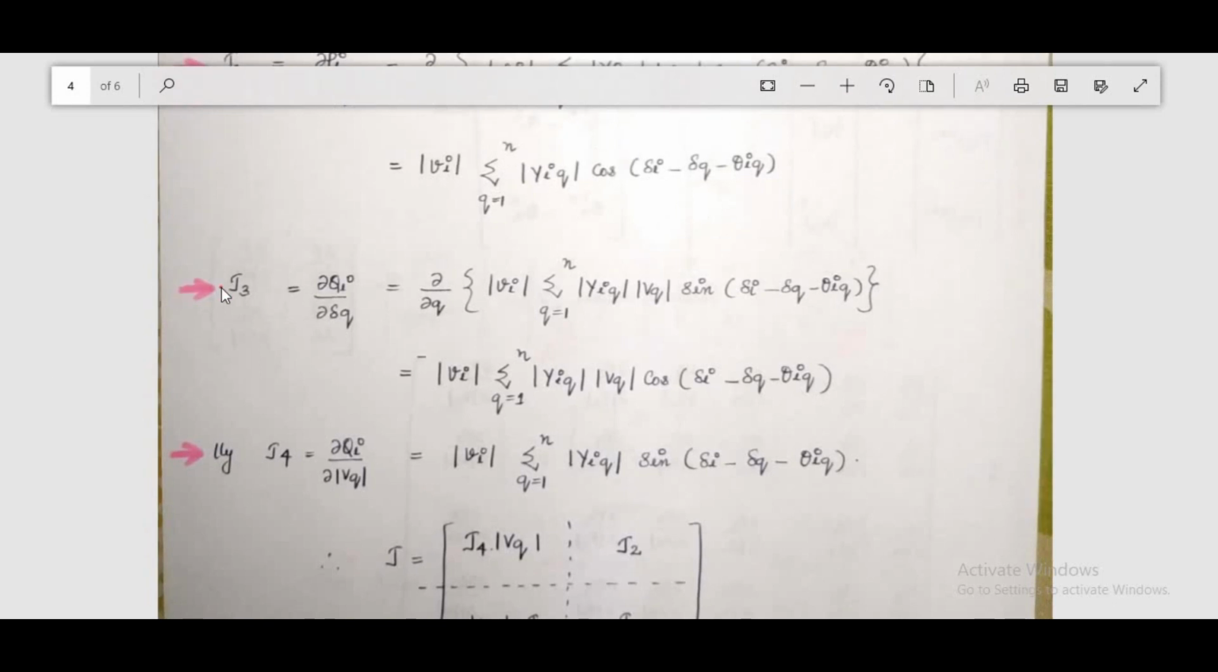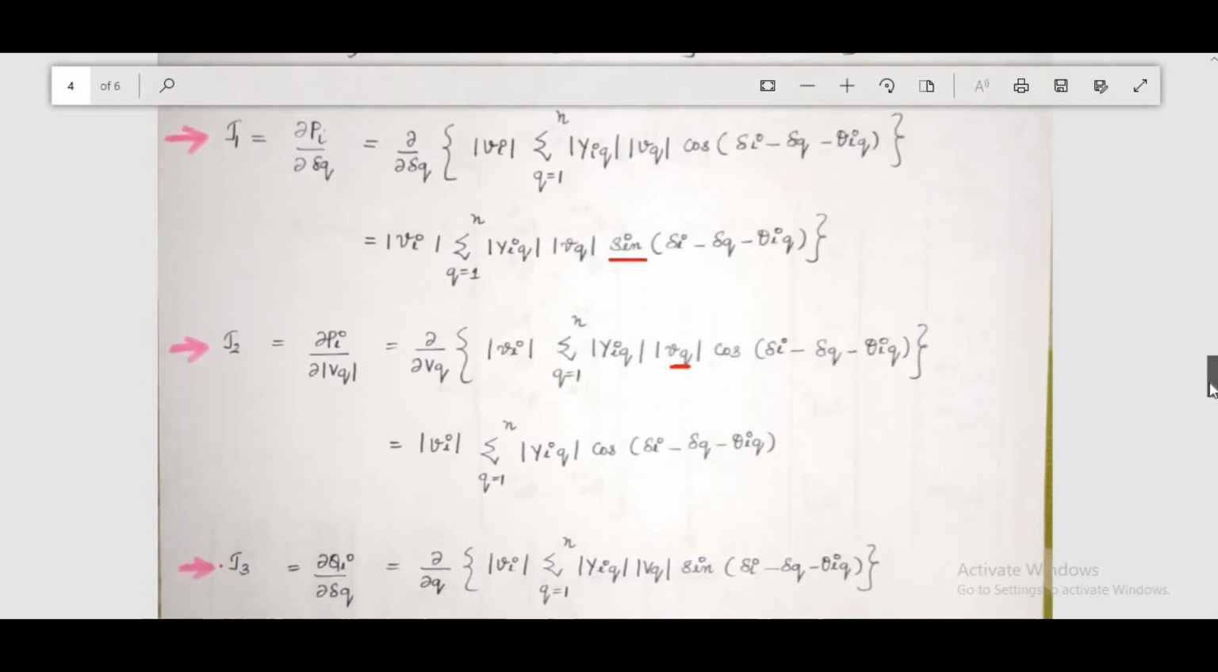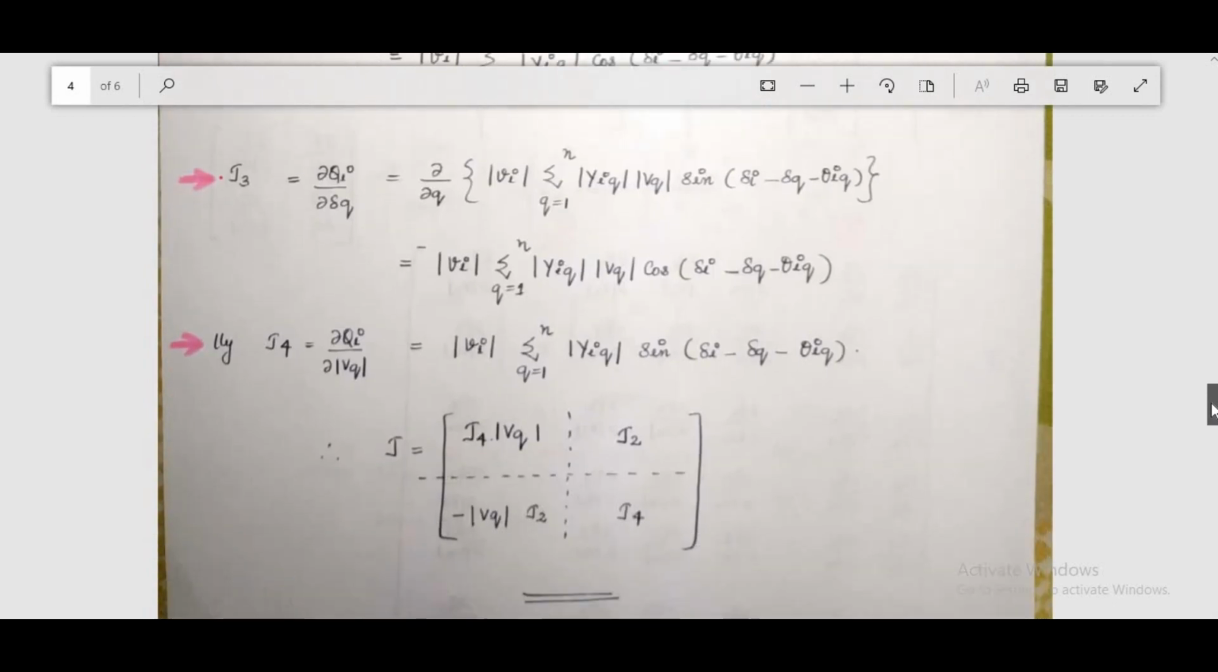And J3, that is the third element in the Jacobian. It was differentiating your reactive power with respect to angle. Reactive power with respect to angle means, again, it was sine of a particular angle, it became cos. We have a minus sign over here. And the fourth element will be differentiating the reactive power with respect to the magnitude of the voltage, and that is what over here. Okay, now you can see the different elements J1, J2, J3 and J4.